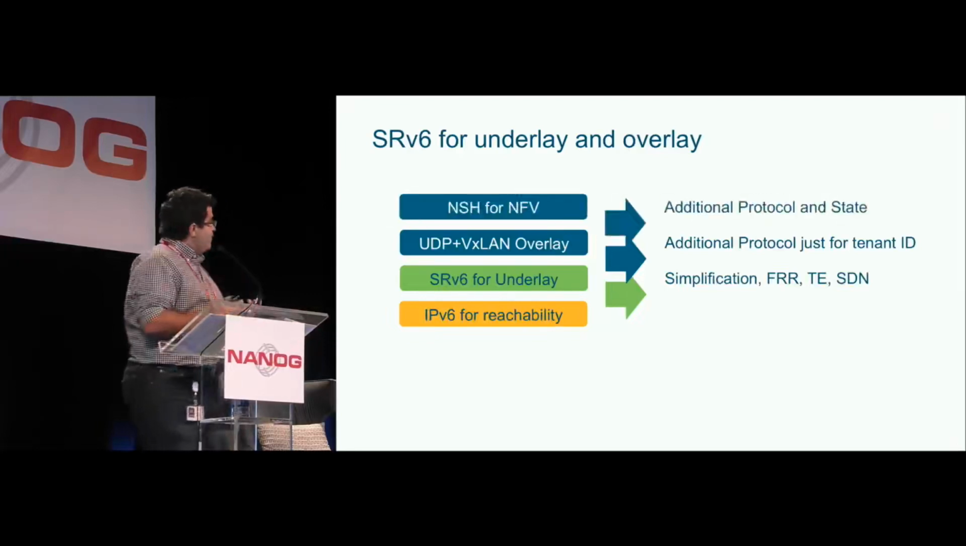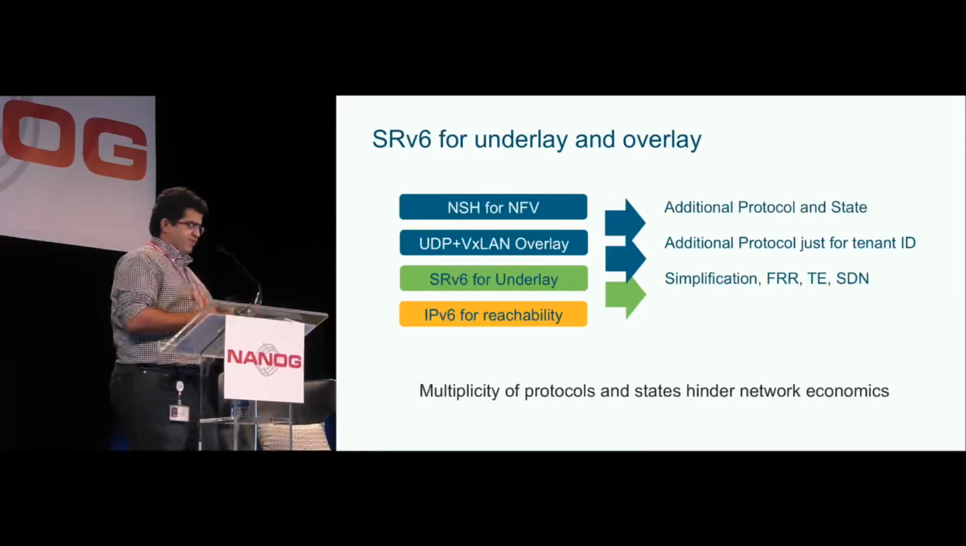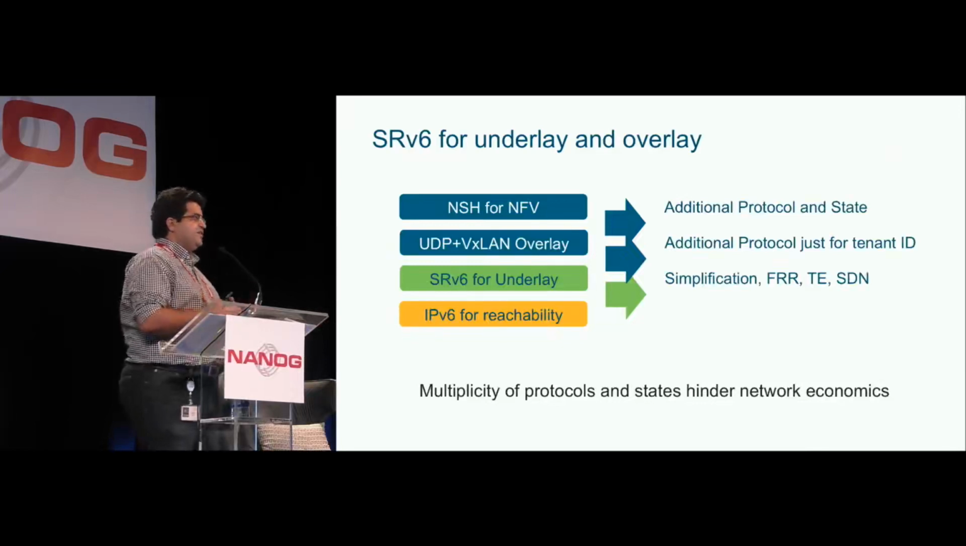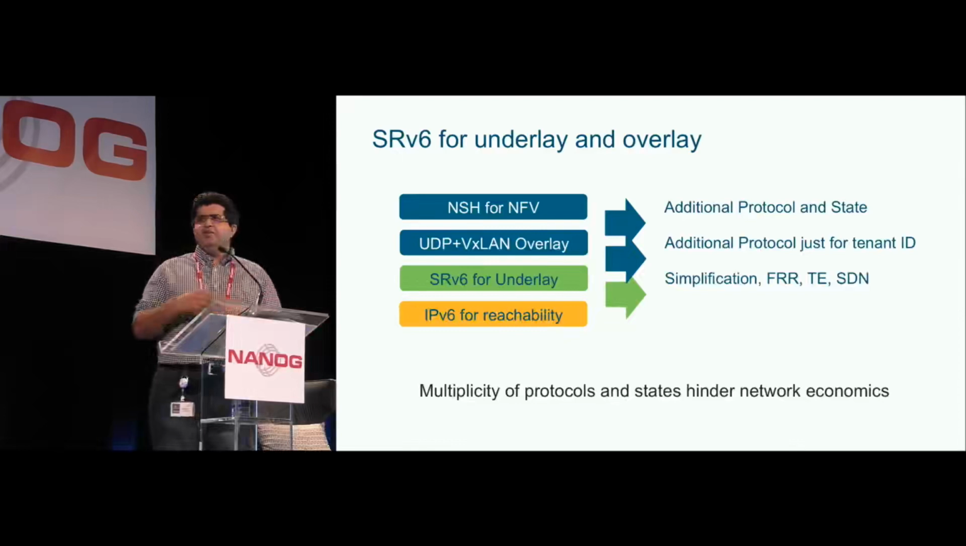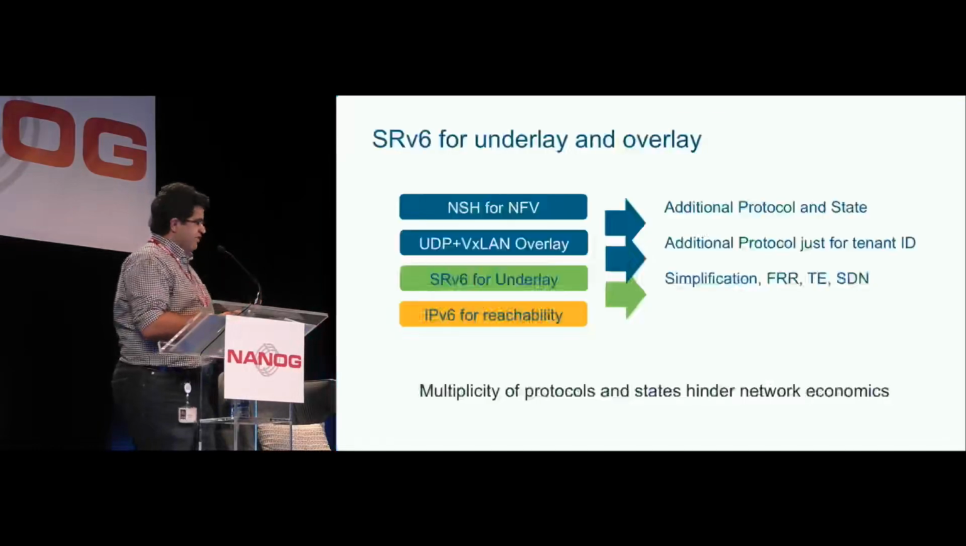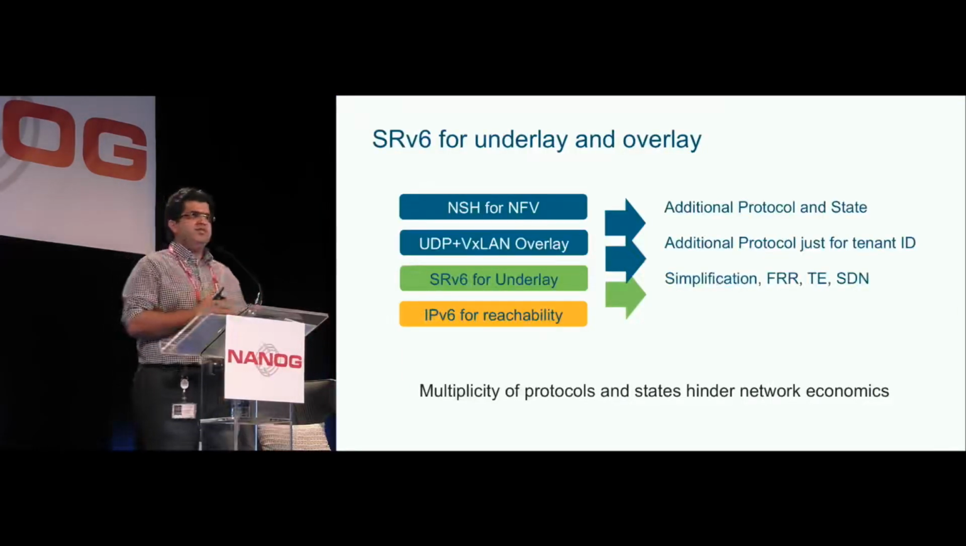And the layer after overlay is NFV. There is a protocol, NSH, which has been designed, and that particular protocol is yet another protocol adding another layer of overlay complexity and maintaining state in the fabric itself. We want scalability, we want flexibility, and we want simplicity. So we want to remove these protocols and try to encode all this information in segment routing v6.